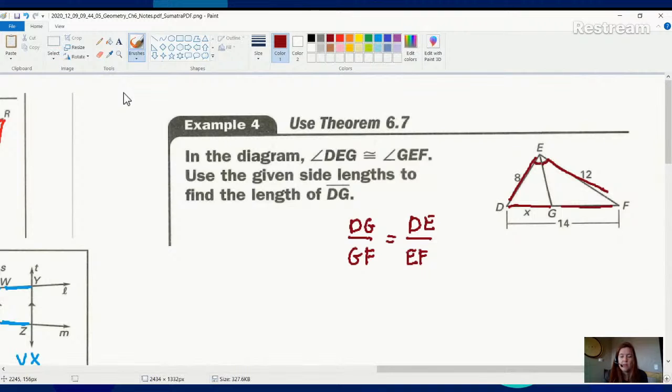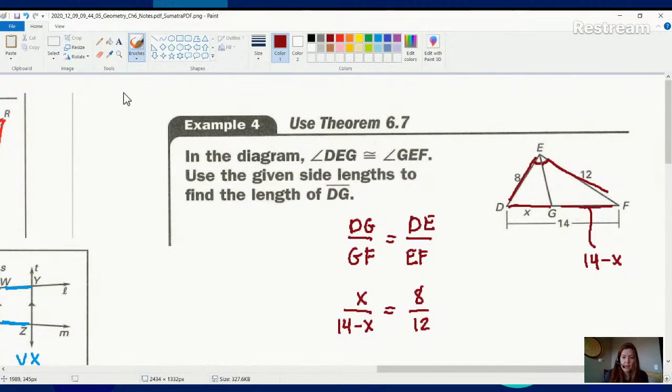All right, so let's start filling in what we know. We know that D to G is x, okay? What about G to F? We don't know what that is. We know the whole thing is 14 though, so another way that we could think about G to F is we could write this as 14 minus x. Does that make sense? If the whole thing's 14 and D to G is x, then G to F would be 14 minus x. So we've got x over 14 minus x equals D to E, which is 8, over E to F, which is 12.